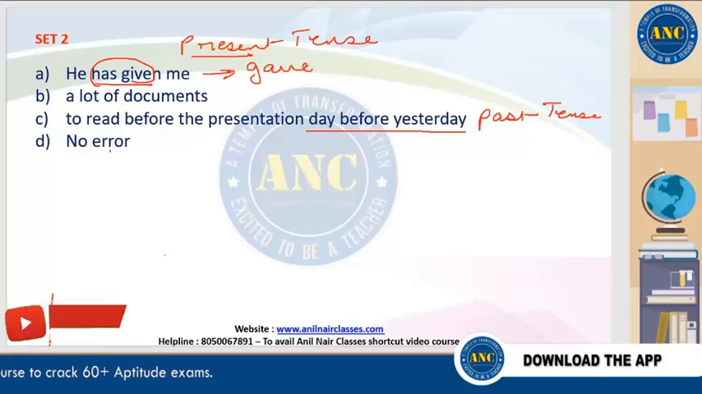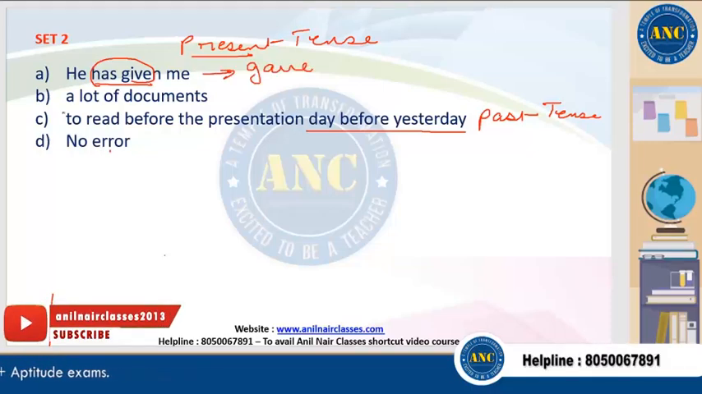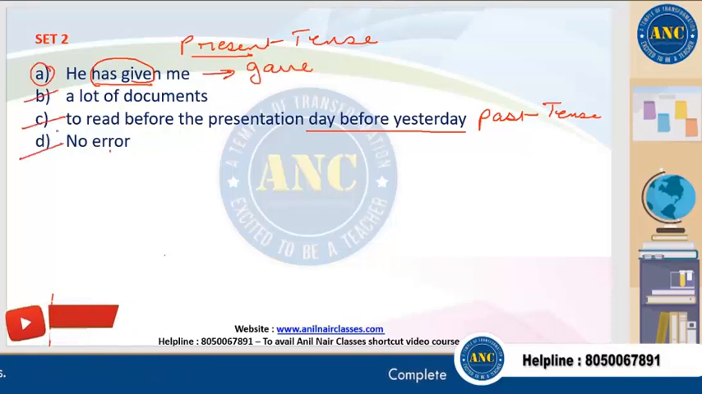He gave me a lot of documents, right? So A is the right answer. Get rid of B, C and D.